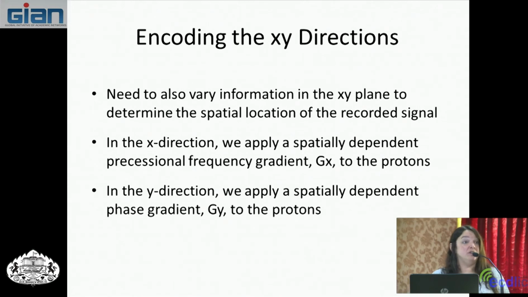Okay, so now we see how we do the Z direction by making our slice unique to its resonant frequency. We can also vary the information in the XY plane to determine the spatial location of the recorded signal. So this is assuming now that we're doing an axial scan and we're doing the slice selection in the Z plane. So we also need to determine how we're going to get spatial information in the XY plane. So in the X direction, we can apply a spatially dependent precessional frequency gradient to the protons. And in the Y direction, we're going to apply a spatially dependent phase gradient, or GY, to the protons.